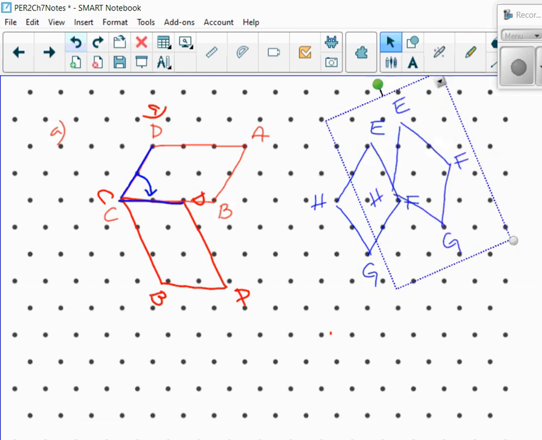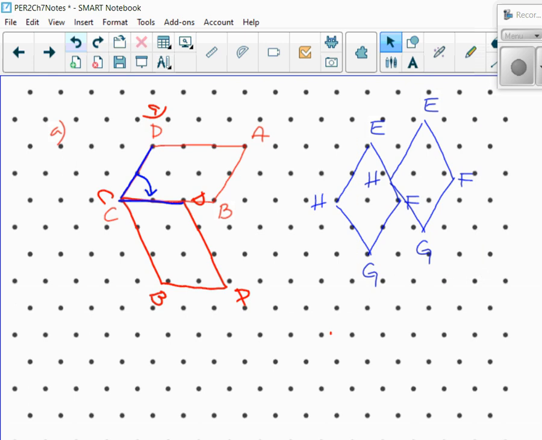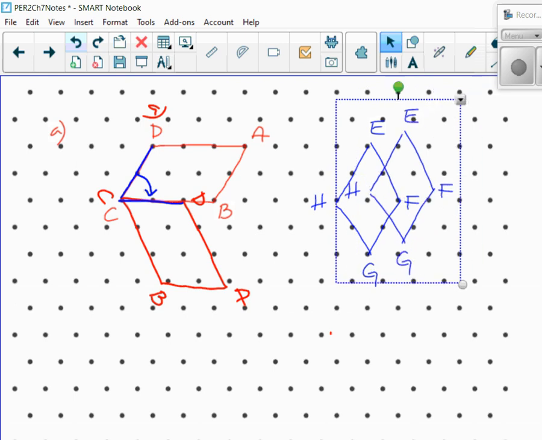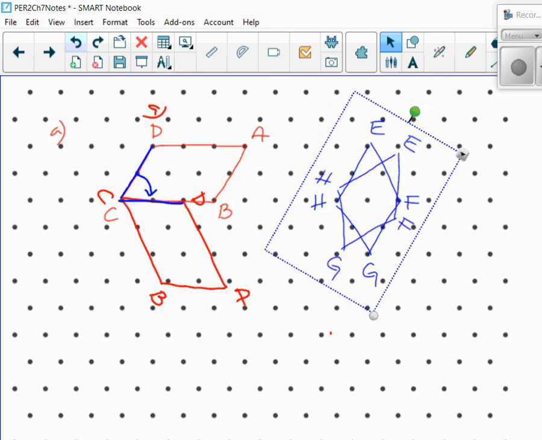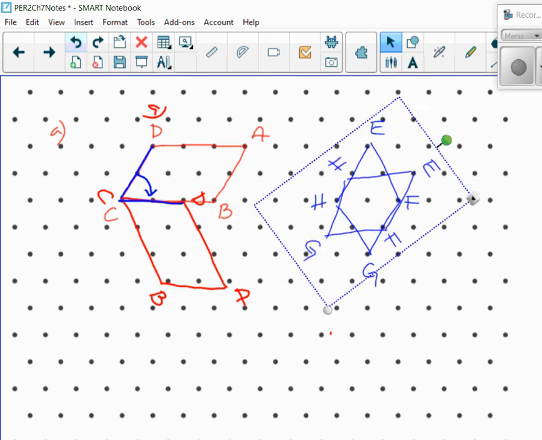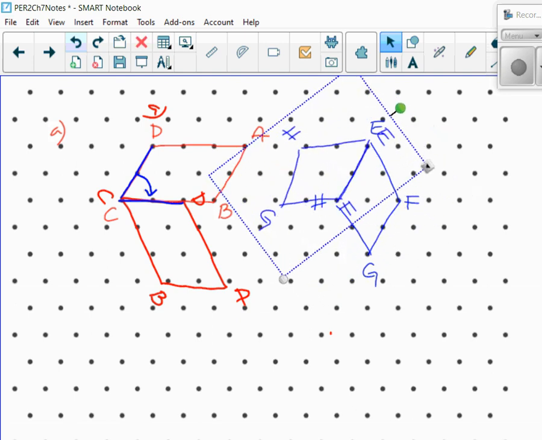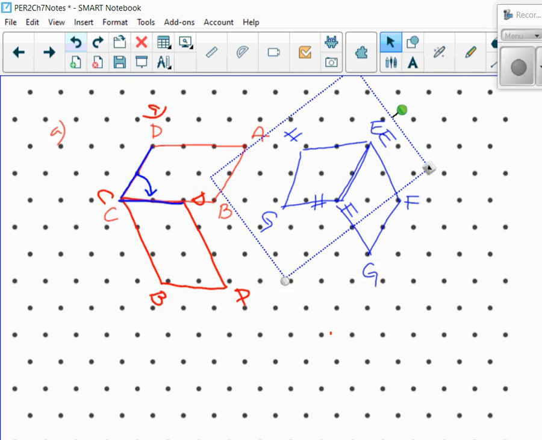Let's try that again. I'm having so much trouble rotating this. Okay, counterclockwise means I'm going this way. So now I'm going to move it. There we go. That's much better. If you can see the visual of this, for instance, this side now became that side.